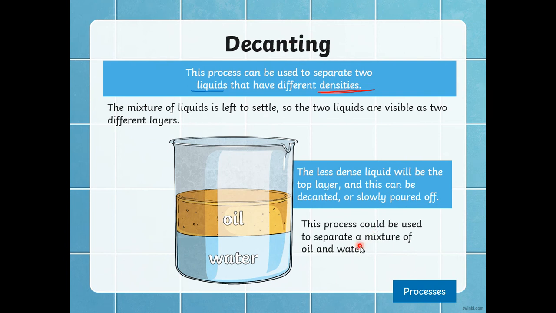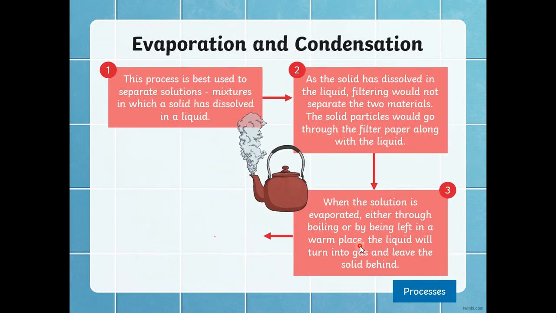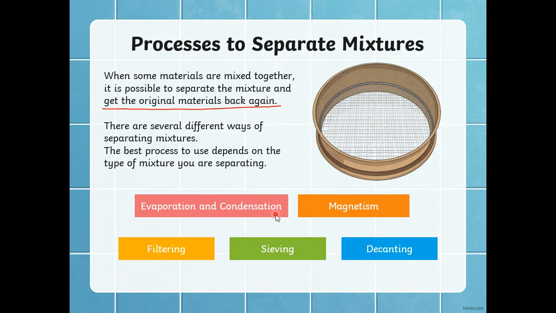And so that's all of our separating techniques that we talked about. We talked about evaporation and condensation, magnetism, filtering, sieving, and decanting. For evaporation and condensation, you could use those for stuff like salt and water, sugar and water, where we have a solution and the particles are dissolved into the liquid. So we use evaporation and condensation. For magnetism, we're going to use it for stuff where we have magnetic particles and non-magnetic particles, and we use the magnet to attract those magnetic pieces.